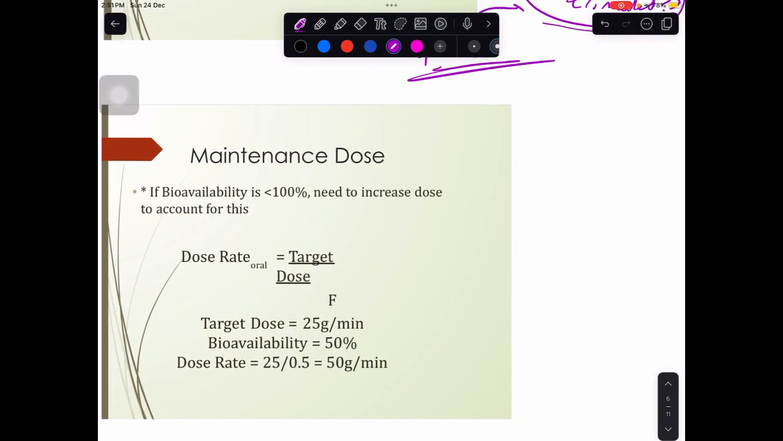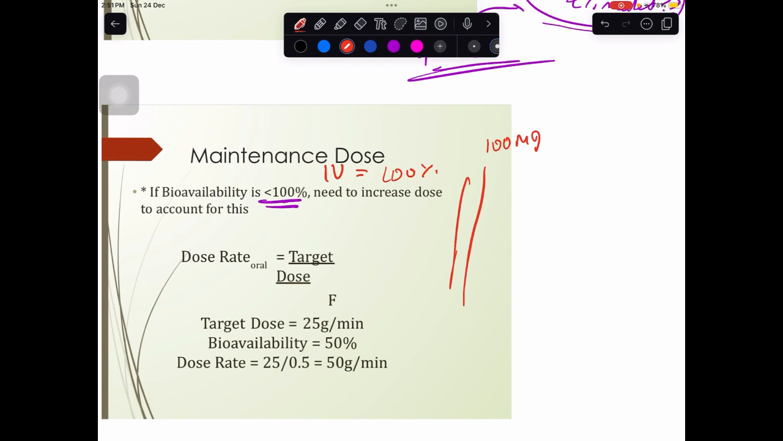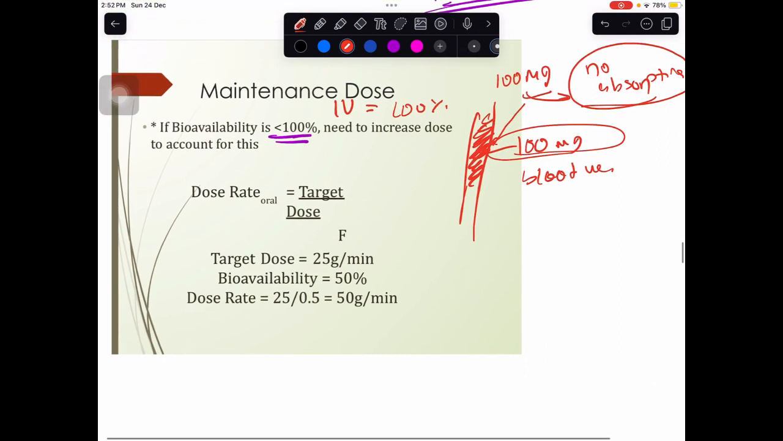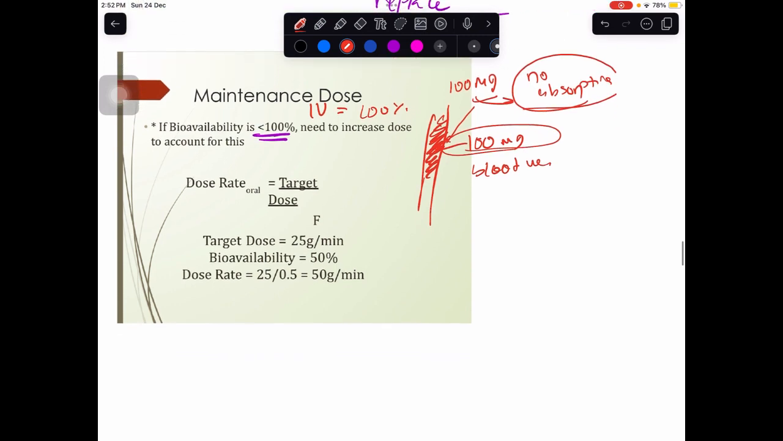Now I mentioned the bioavailability. This is pretty self-explanatory. The bioavailability is less than 100 in the case of everything except for the IV. The IV is the only one that has 100% bioavailability, which is basically I put 100 milligram and it is going to be the same 100 milligram inside of my blood vessel. Why? Because there is no absorption. We took this before, no absorption, right? So the 100 milligram is going to stay the same because I'm inserting it directly into the blood. So obviously it will remain the same. Here they're just saying the maintenance dose is going to be how much is the target.